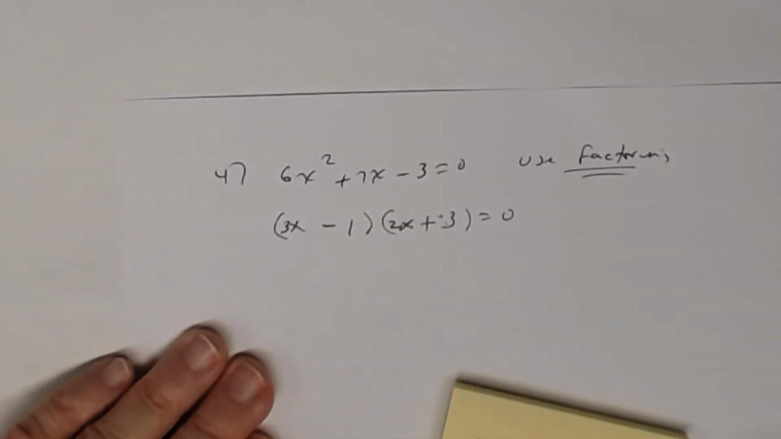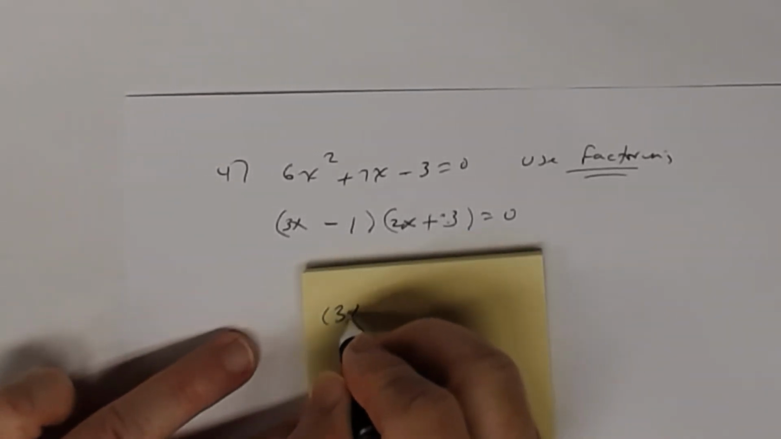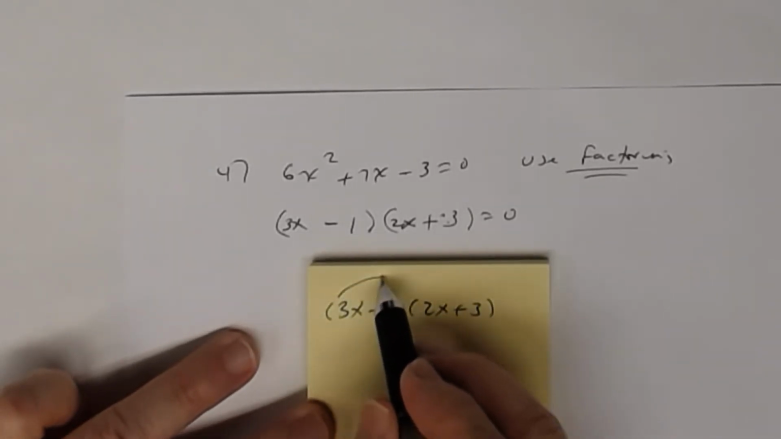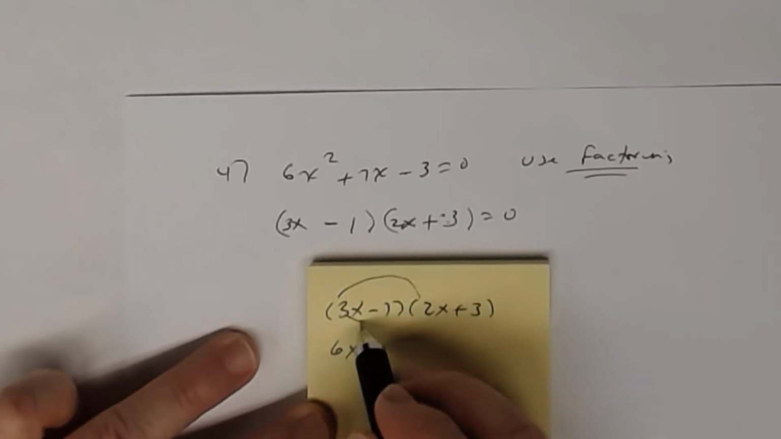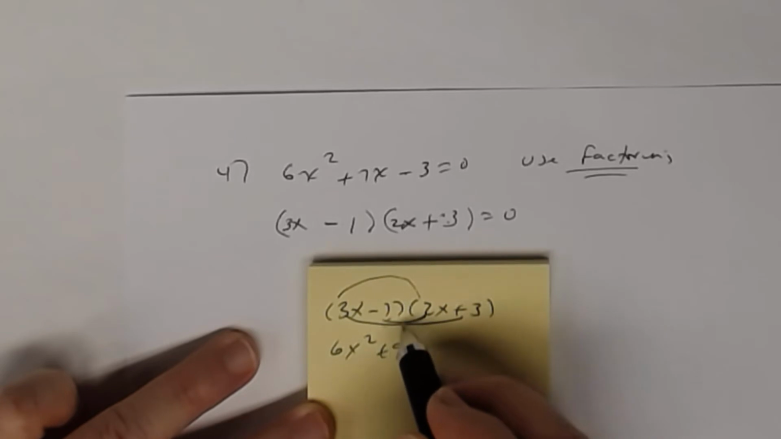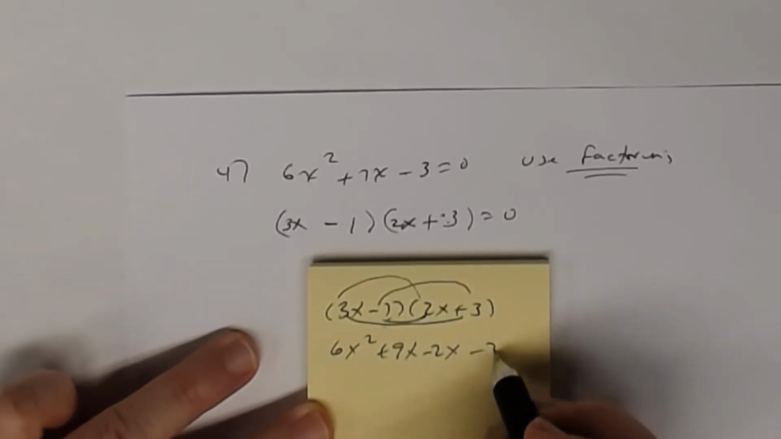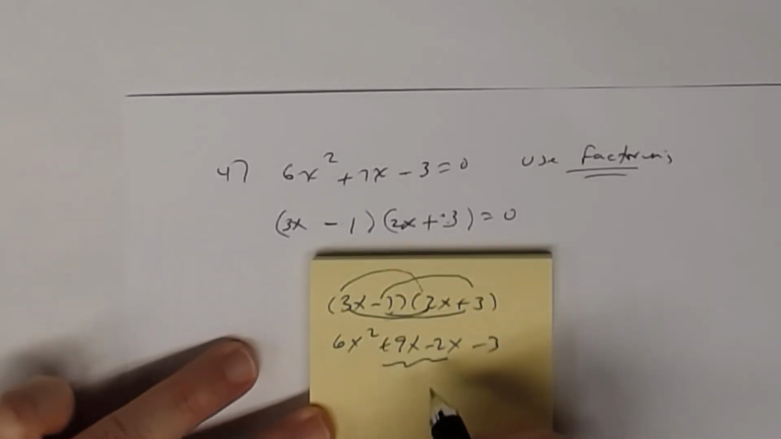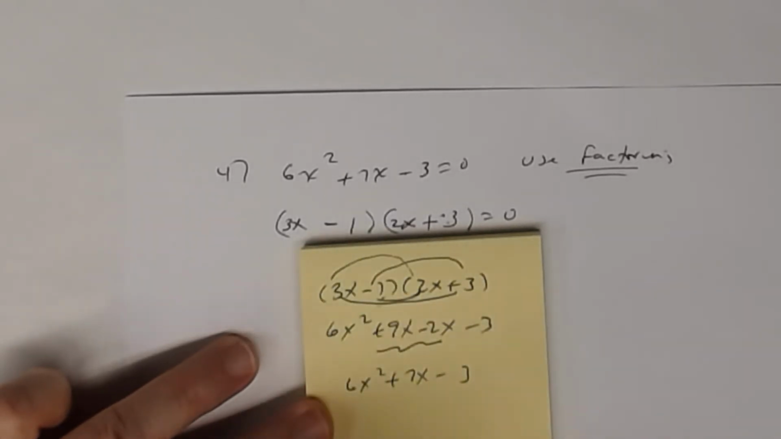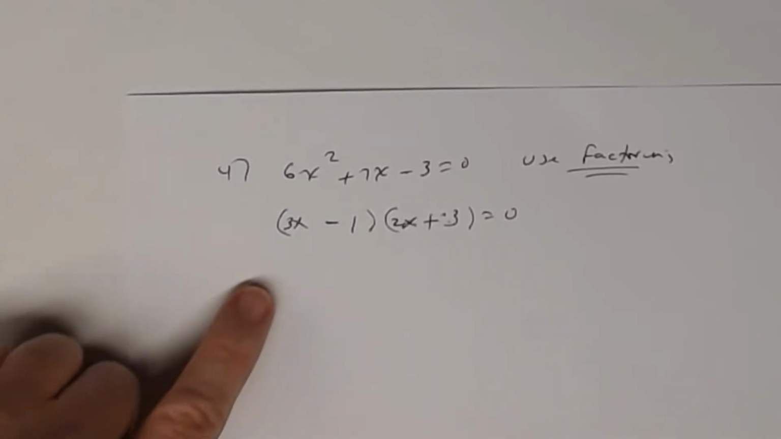And again, you can check that, 3x minus 1 times 2x plus 3, by just using the FOIL method. So 3x times 2x is 6x squared. The outer is 3x times 3, which is 9x. The inner, negative 1 times 2x, is a negative 2x. And the last, negative 1 times 3, is a negative 3. Combining like terms, namely these two, I get 6x squared plus 7x minus 3, which is what you wanted. So that was the next step: to factor.